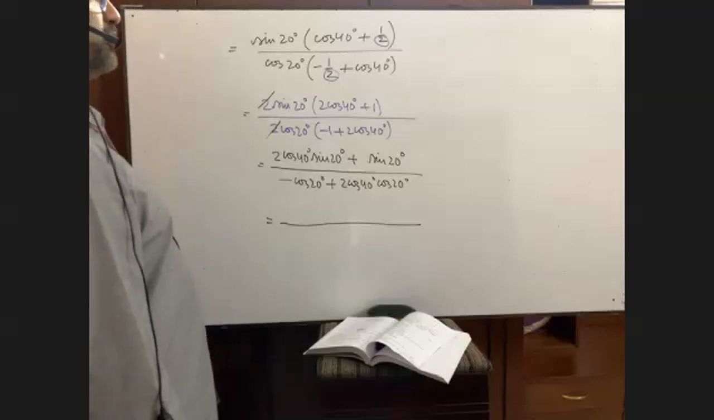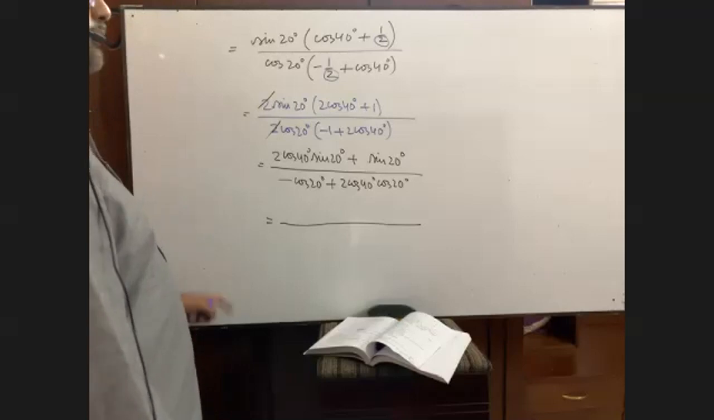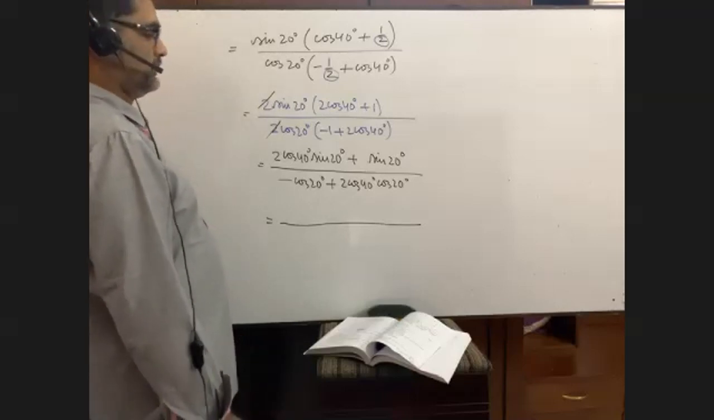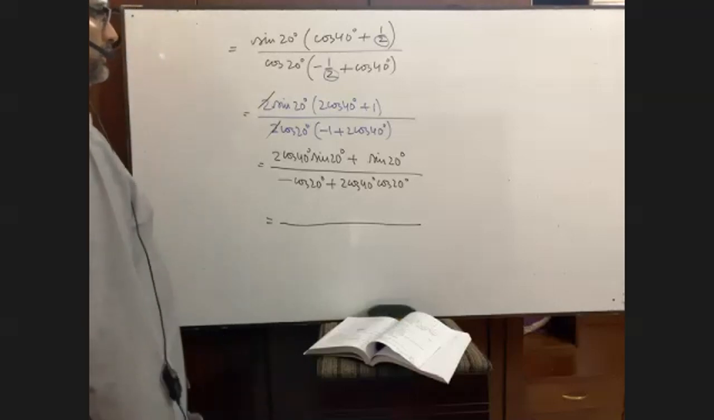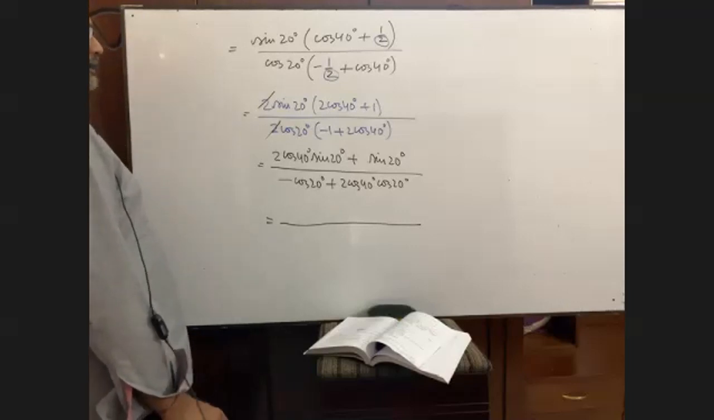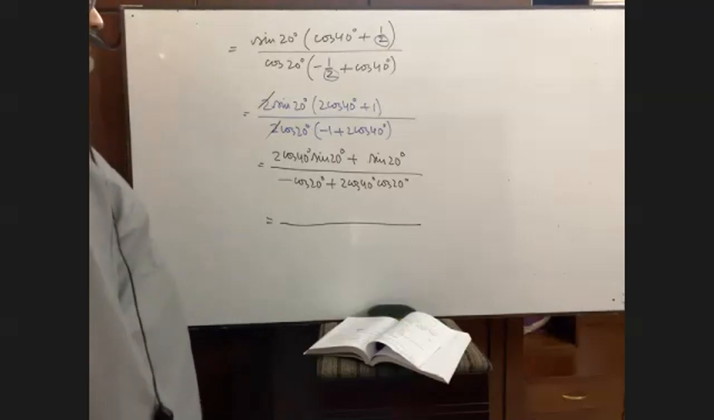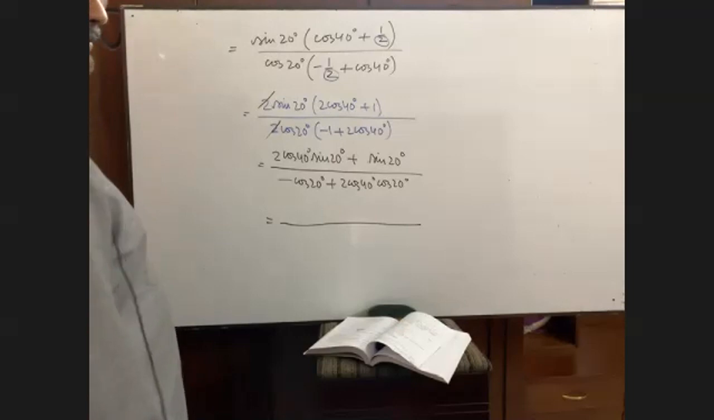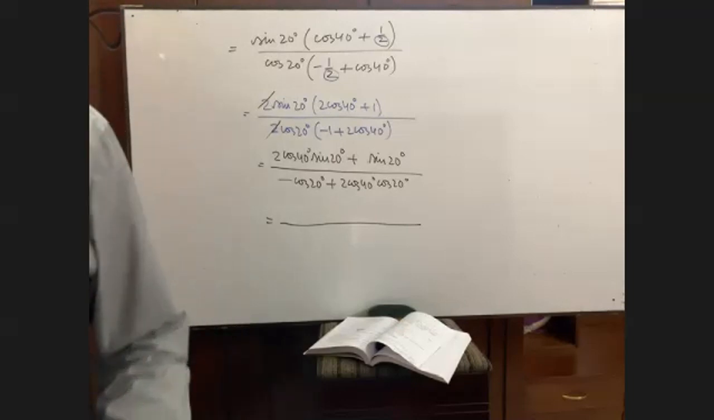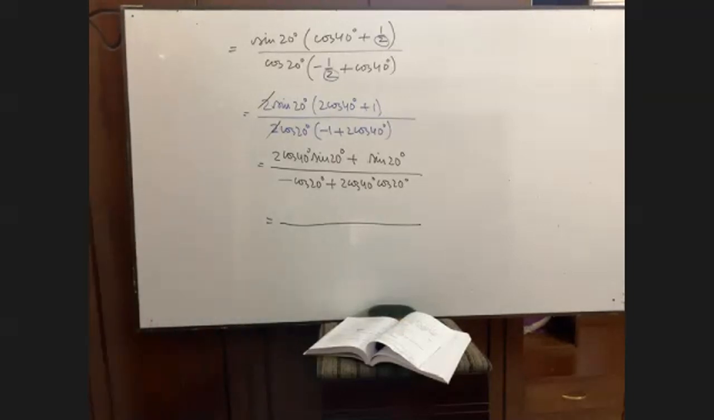Sorry, it is not 5, it is 6. Sin A plus B, formula number 6. Okay, what is the formula? 2 cos A sin B equals sin A plus B minus sin A minus B.